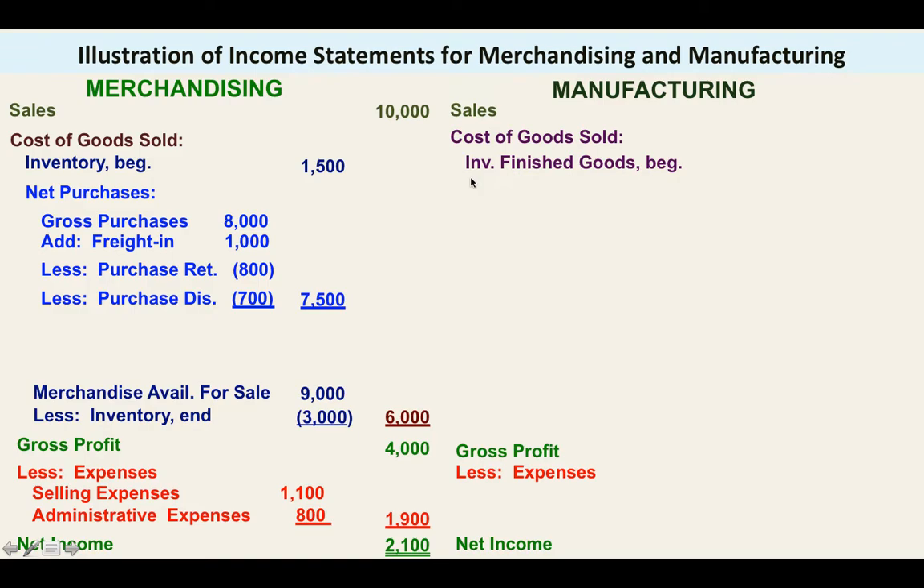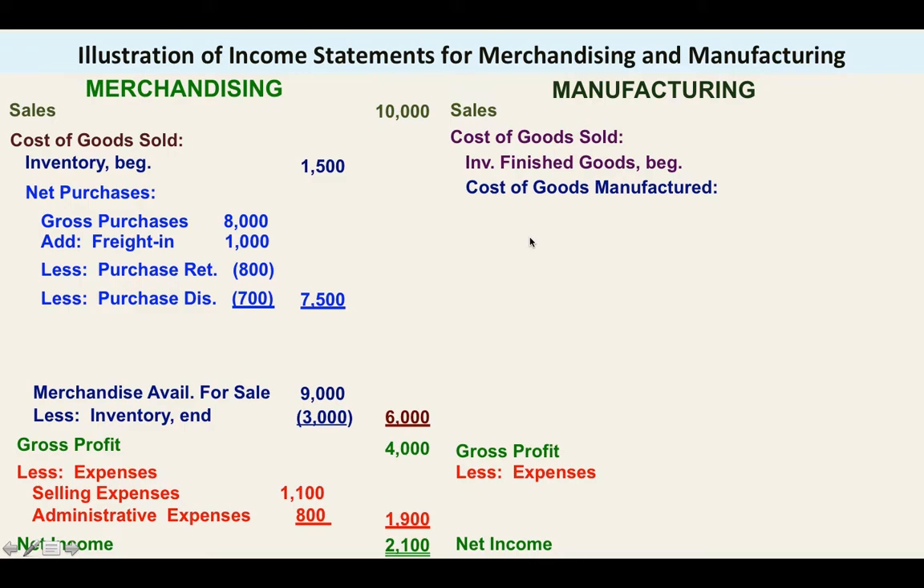Your cost of goods sold will consist of your inventory for your finished goods. In merchandising, it's inventory beginning. It's more or less similar, but manufacturing the finished goods because you are in manufacturing business. And then you have to add the cost of goods manufactured. Okay, if you will relate the cost of goods manufactured with merchandising, this is your net purchases.